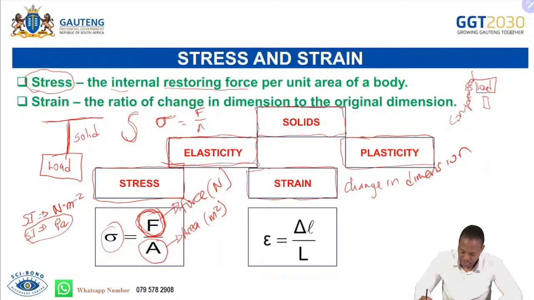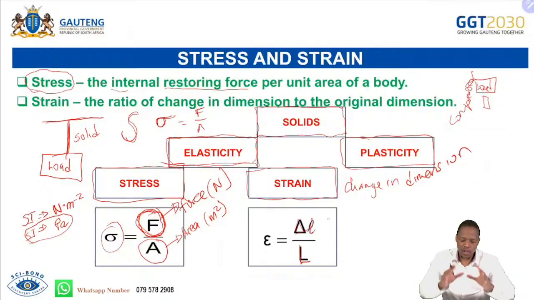Strain, where they change their dimension. Strain can also be calculated, grade 12, using the formula here. Epsilon is equal to the change in length over the original length. Very, very simple. You just go for the change in length. Now, let's talk about the language that they are going to use here for strain. We will look at it when we do the calculations.